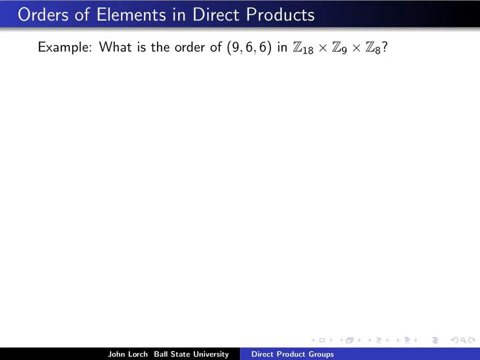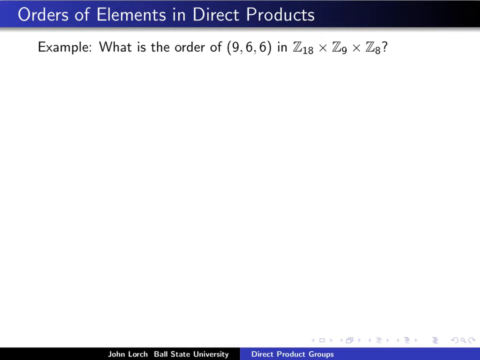So after that last example, we could just brush our hands off and walk away. But we do want to know when a direct product group is cyclic. And in order to answer that question, we're going to need to know how to compute orders of elements in direct product groups. And hence we have this example. So we're going to start with this element (9, 6, 6) inside this direct product group, Z18 cross Z9 cross Z8. And we're going to compute its order.